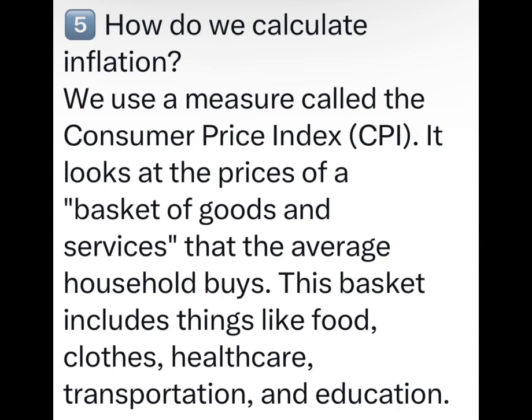And then he goes on, how do you calculate inflation? So we use a measure called the Consumer Price Index. So he introduces another terminology for the next person. I hope you're listening and taking notes, because this is very informative and quite educational. I don't think they teach this at school in such a practical manner. So this is quite a gem of information, right?